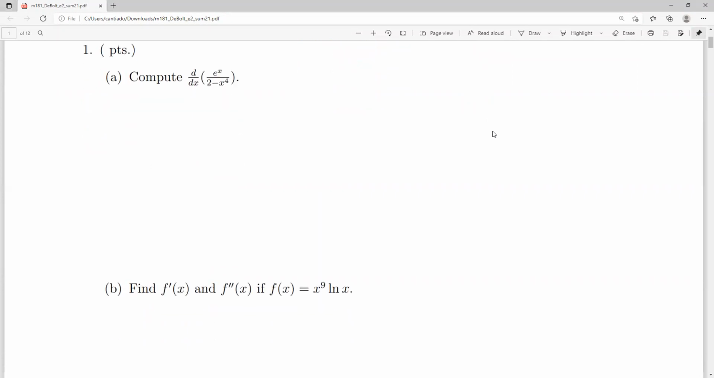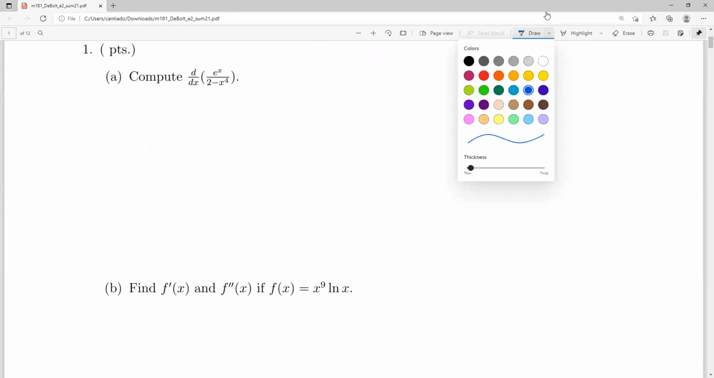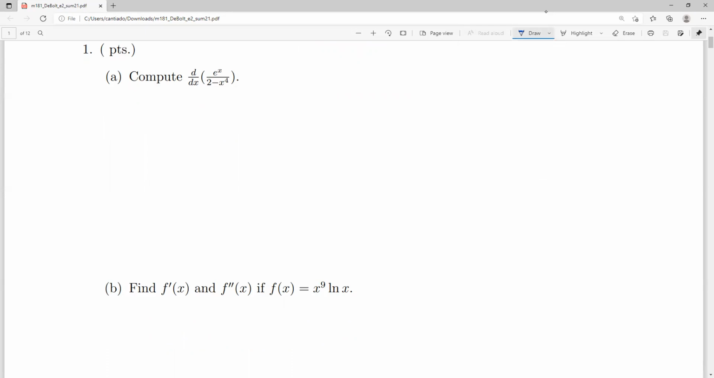All right, so question 1. Compute this derivative right here. All right, let me just go ahead and set everything to how I like it. All right, computing this derivative. So we got ourselves, the function is a fraction.